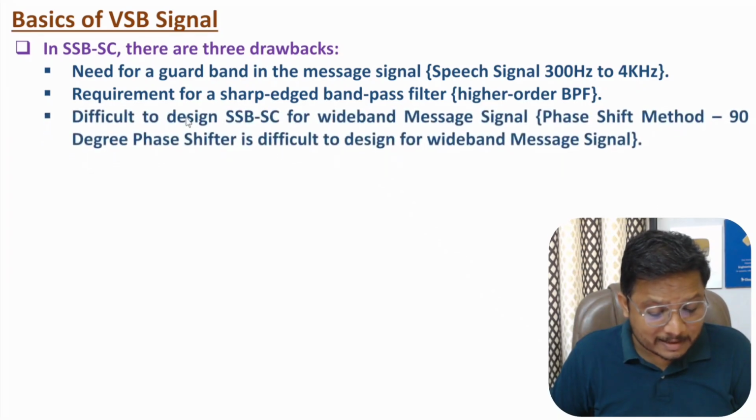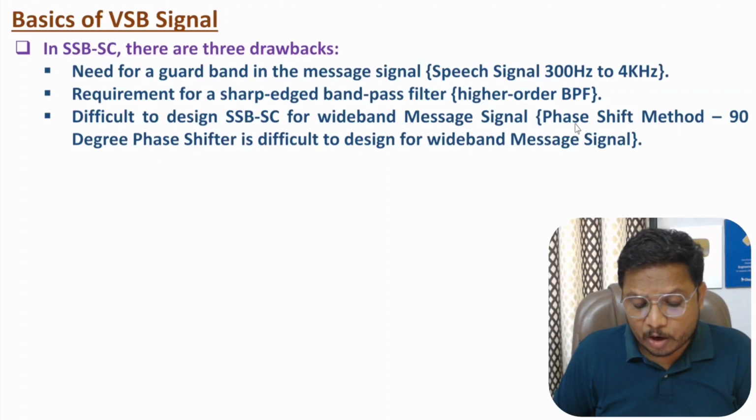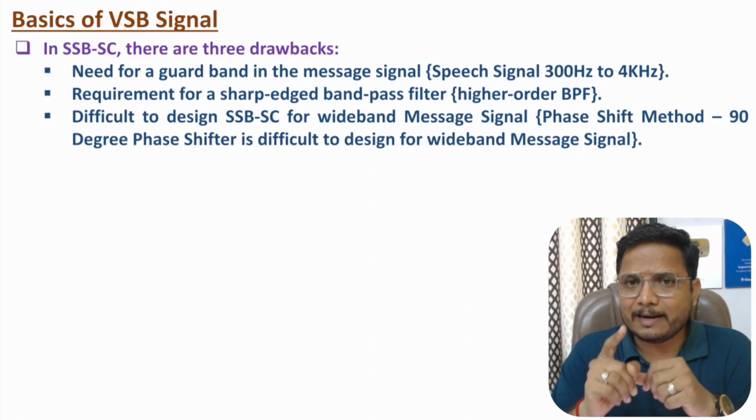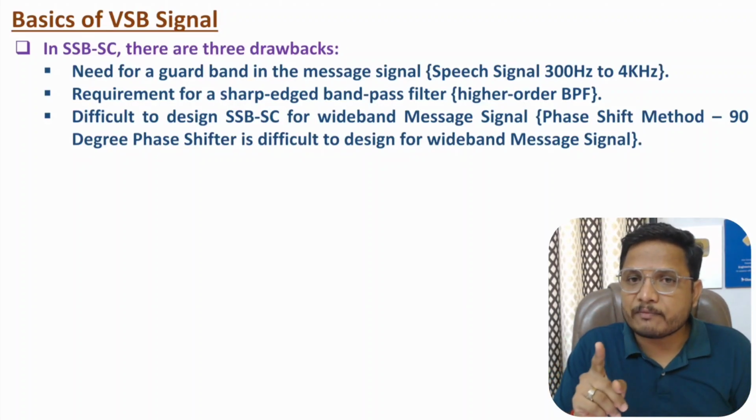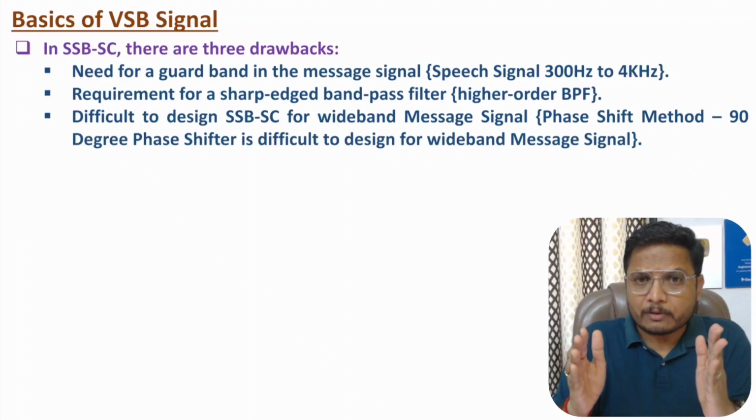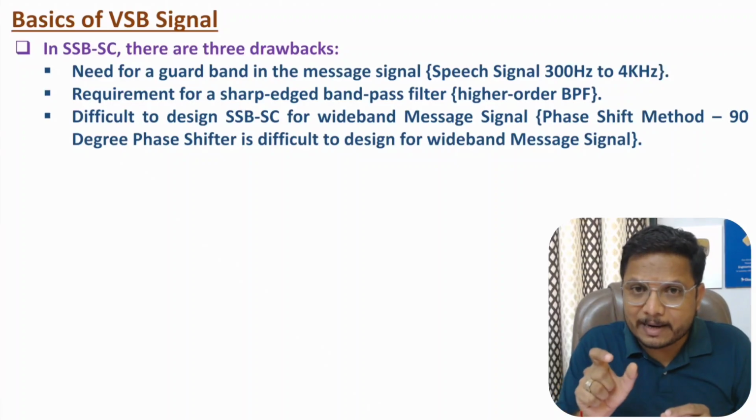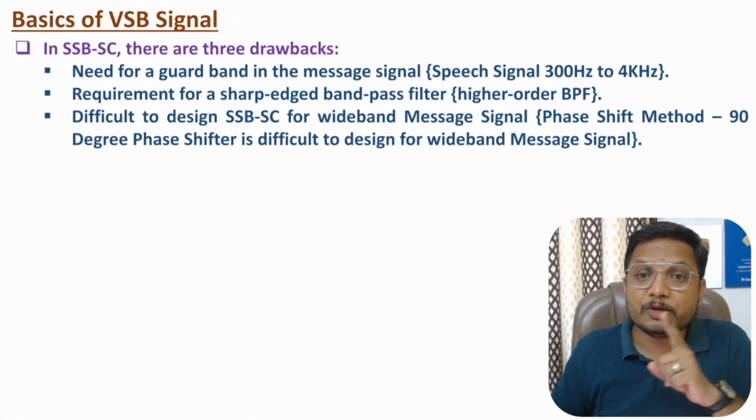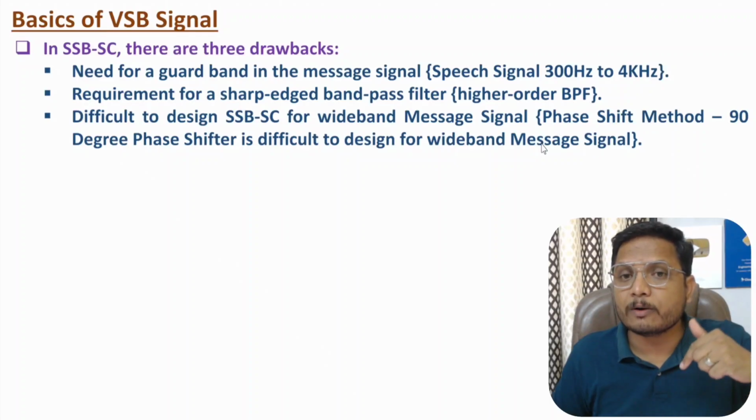And the third drawback is based on message signal. If message signal is wideband message signal, then it is extremely difficult to design SSBSC. For example, in the phase shift method of SSBSC generation, we use a 90-degree phase shifter, and that is extremely difficult to design for wideband message signal. So if you don't have guardband and if you have wideband message signal, then you cannot prefer SSBSC. If you have lower frequency band with message signal along with the guardband, then you can prefer SSBSC. If you have wideband message signal without guardband, then you cannot prefer SSBSC. In that case, we should go for VSB.